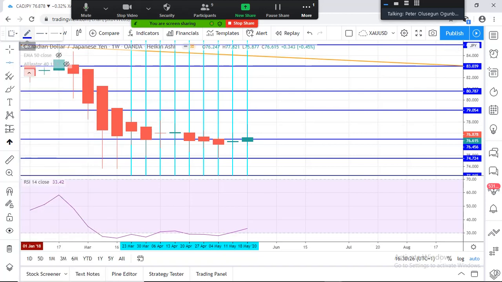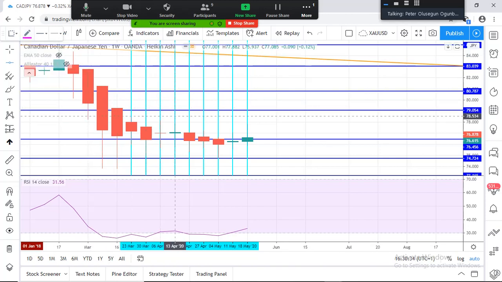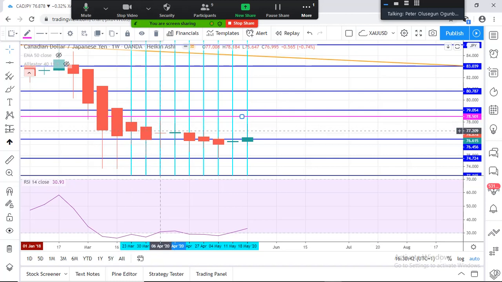Let me pick another color that is different. Let me select something that is bright enough for you to see. So at that point, yes, that point is where you first see that the price cannot move up. That's 1, 2, 3, 4, 5, 6, 7. So we can see the upper limit here.